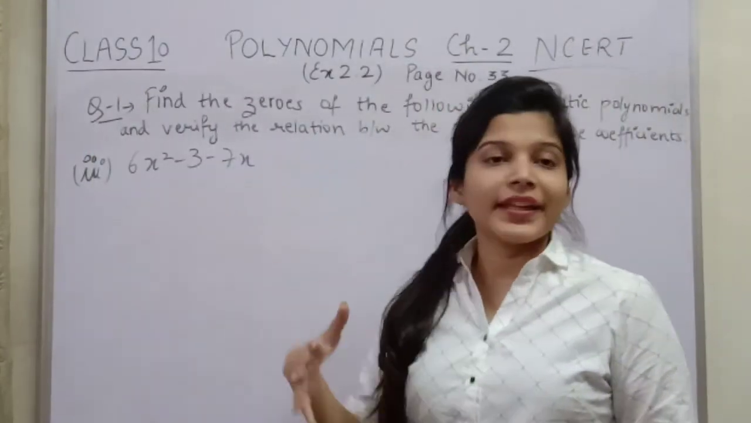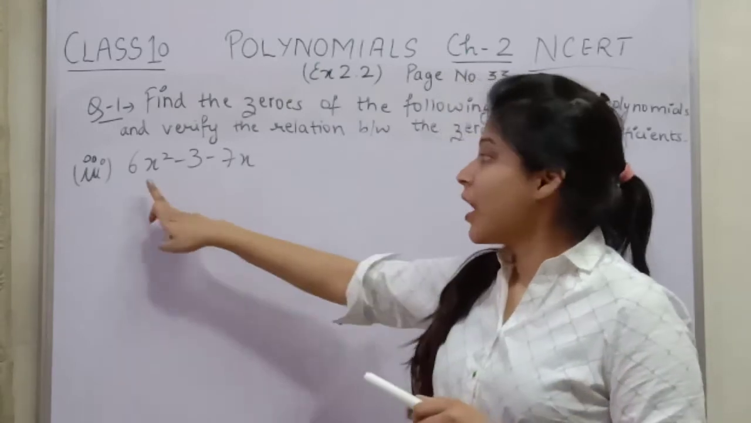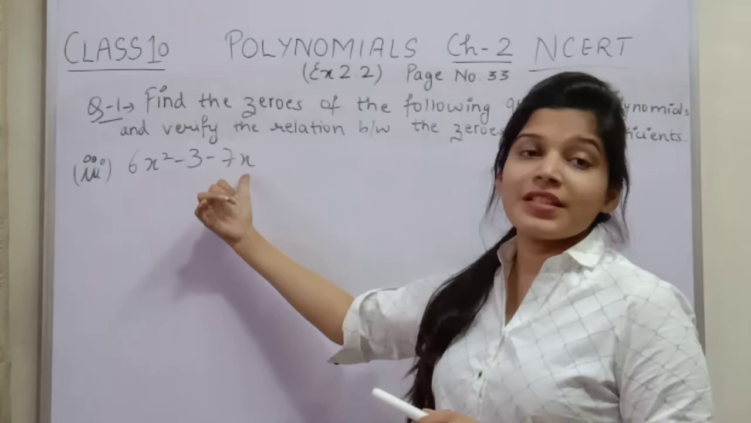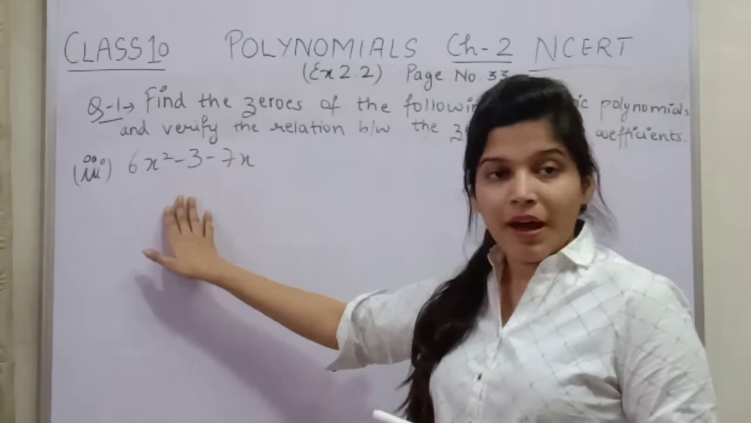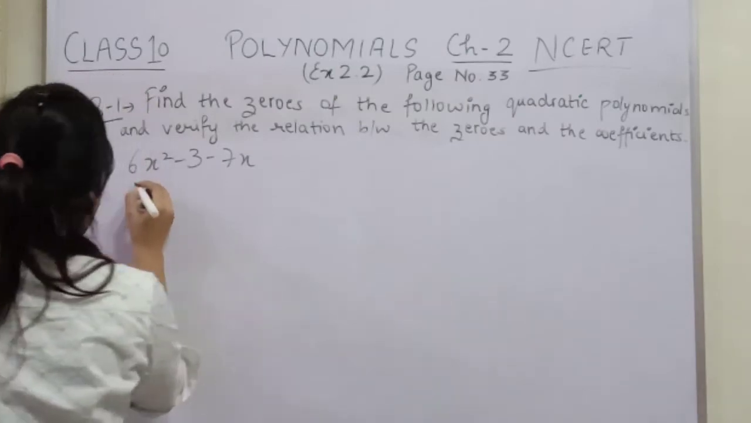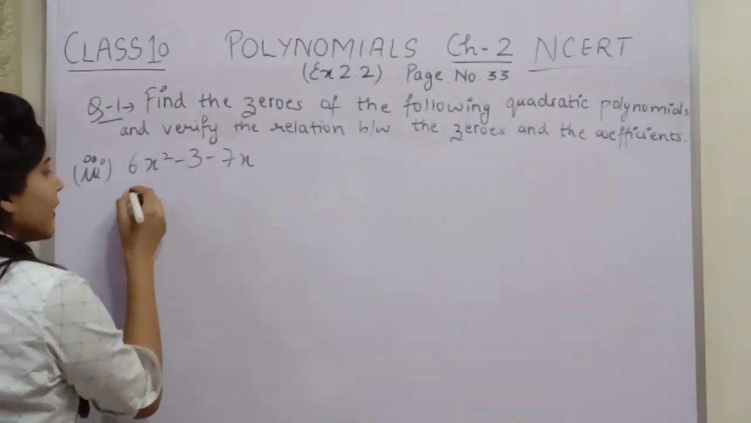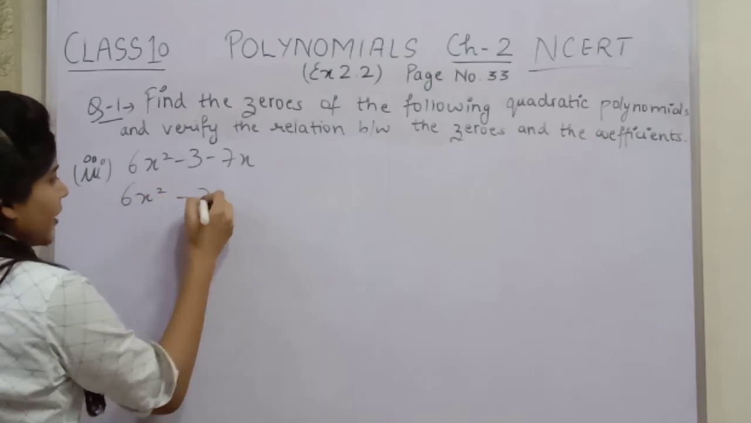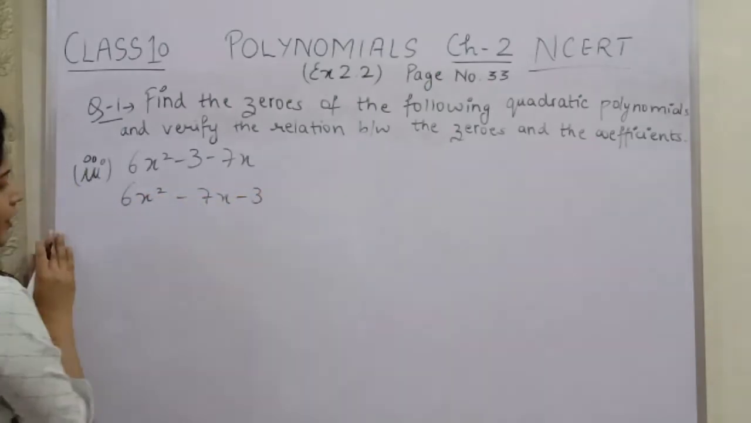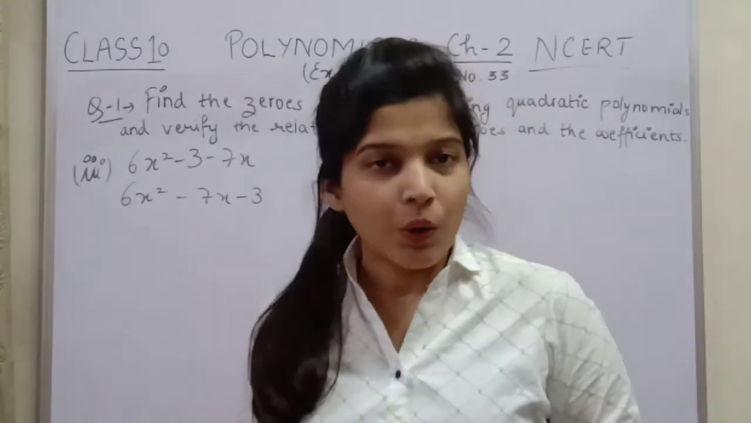But this is not in the standard form. Standard form means from highest to lowest. पहले x square है, then 7x होना चाहिए, then minus 3. So इसको हम लिख सकते हैं in the standard form first, because इसमें तो middle term splitting हम minus 3 की नहीं कर सकते, right? So this is 6x square minus 7x minus 3.